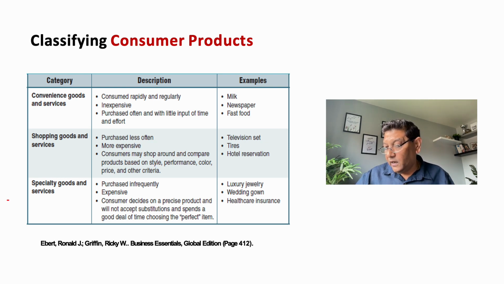Now the third type of goods or services are the specialty goods or services, where we have a specific or luxury product, this special product which is not available everywhere. People only buy it once in a while. So for example, luxury jewelry, you don't go and make jewelry every day. People don't buy wedding gown every day. It's a one-off event.